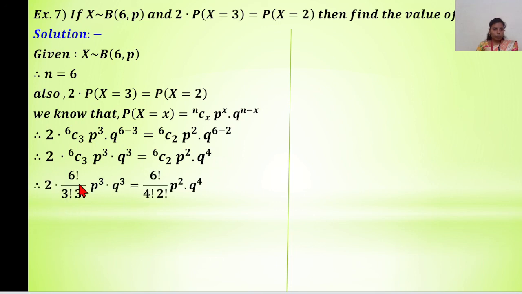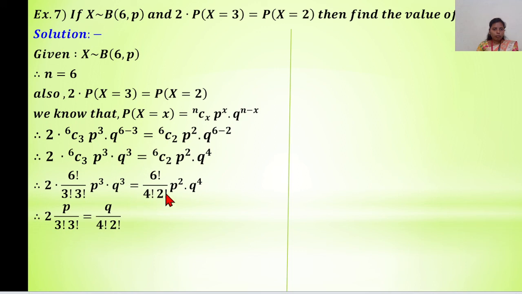Therefore, we know that the formula of combination is nCr is equal to n factorial upon r factorial into n minus r factorial. Then we get this term as 6 factorial divided by 3 factorial into 3 factorial p raised to 3 into q raised to 3, is equal to, similarly we can take this term 6 factorial divided by 4 factorial into 2 factorial p square into q raised to 4. Therefore, 2 into p divided by 3 factorial into 3 factorial is equal to q divided by 4 factorial into 2 factorial.